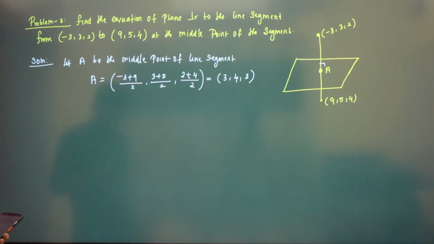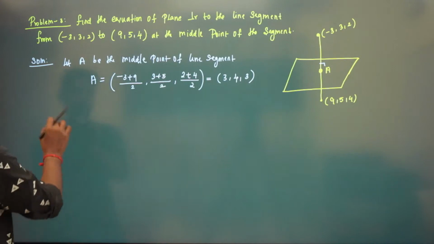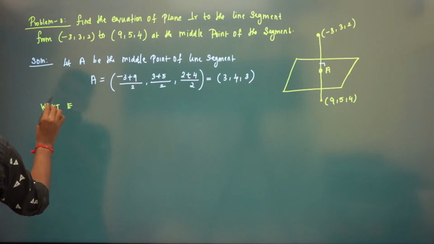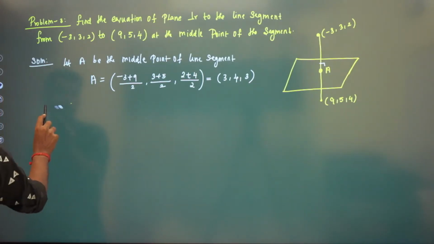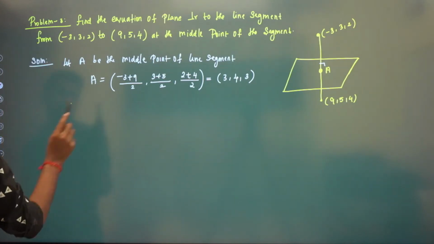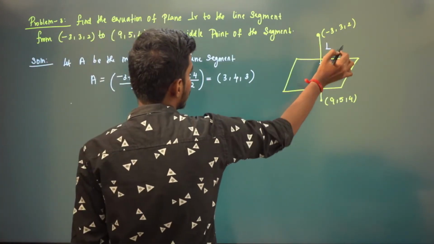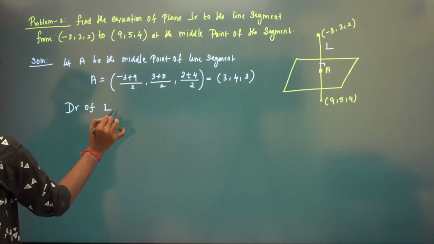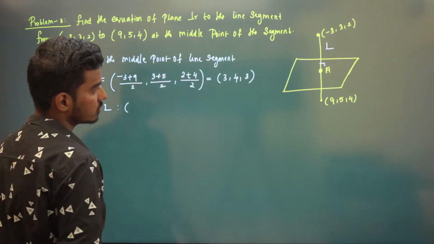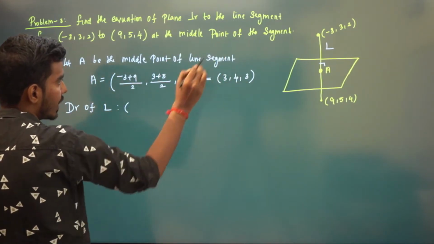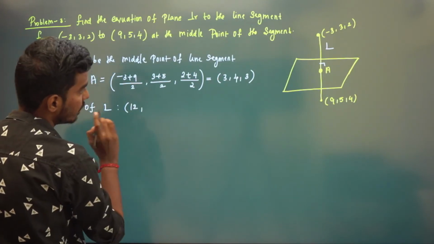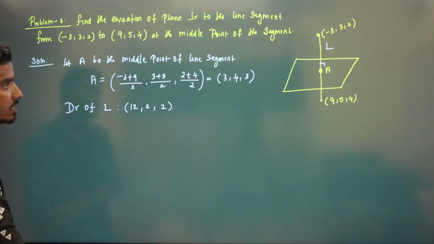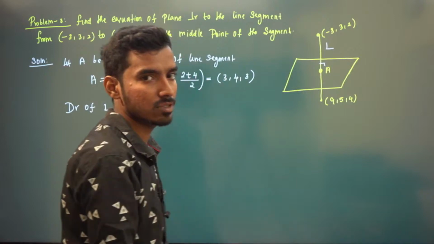Okay. Now we know A. Let this line be L, right? Now what about the direction ratio of L? Direction ratio of L is x2 minus x1, y2 minus y1, z2 minus z1. So 9 minus minus 3, 12, 6 minus 4 is 2, 4 minus 2 is 2. So this is the direction ratio. So we know the direction ratio and it is passing through a point A.